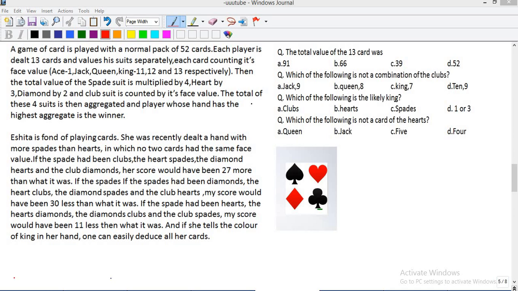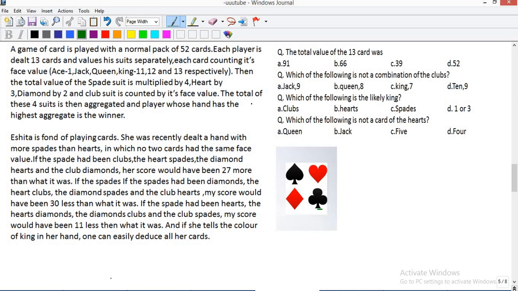In this video we'll be discussing this set. Before moving on to this set, I'd like to tell you something about cards. Maybe there are a few of you who do not play cards, so you don't have an idea what a spade is, what a club is. So let's have a brief about this.